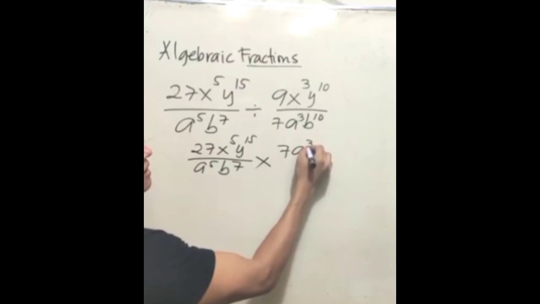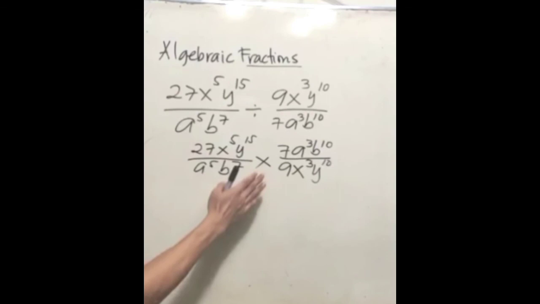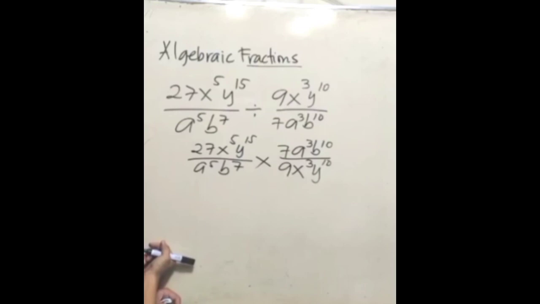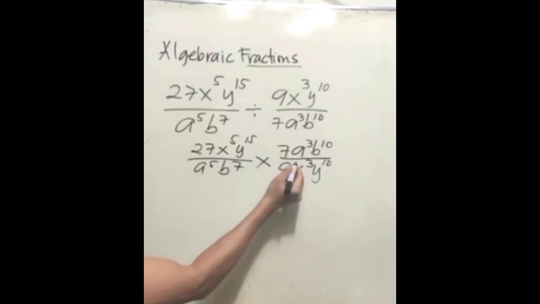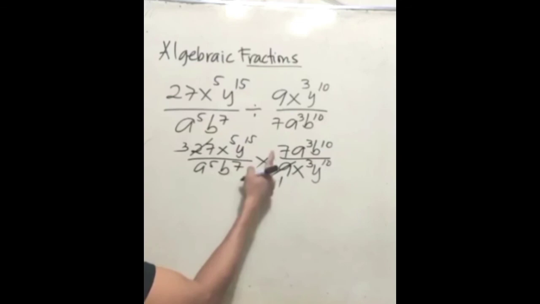So we have, ito magiging sa taas, 7a3b10 over 9, okay, x3y10. Okay? Now, since this is multiplication, apply natin yung rule kanina. Pwede tayo mag-cancel sa 27 at saka 9 kasi may common sila which is 9. So, 9 divided by 9 is 1. 27 divided by 9 is 3. And then, okay, so proceed tayo. 3 times 7, that is 21.